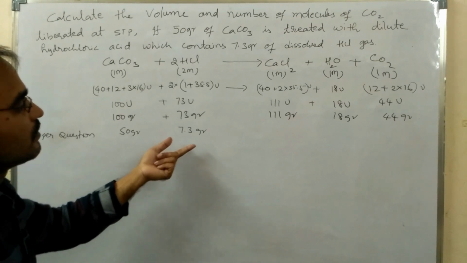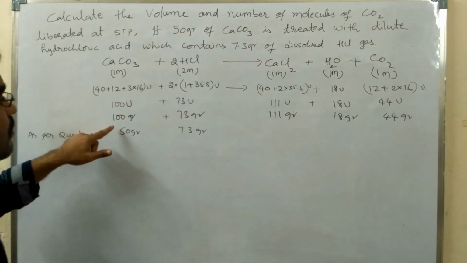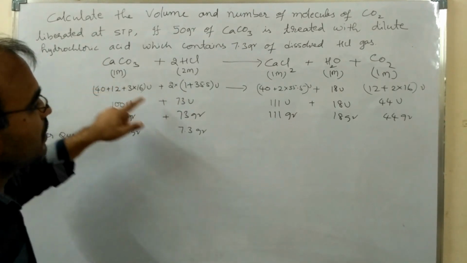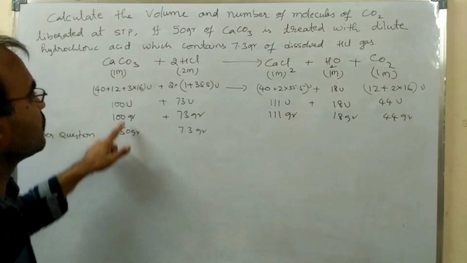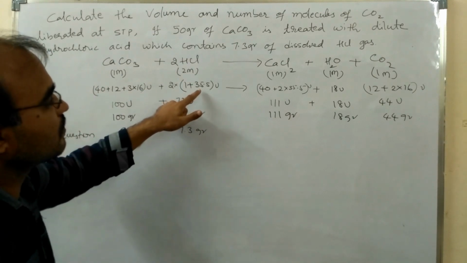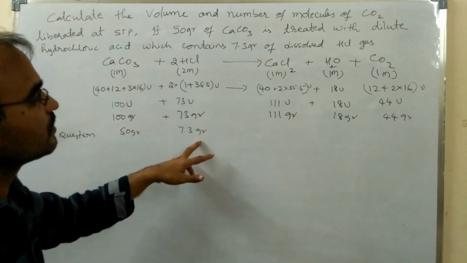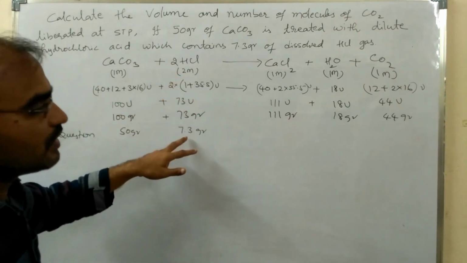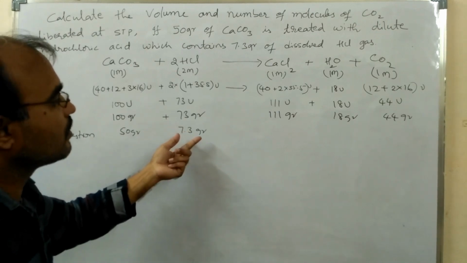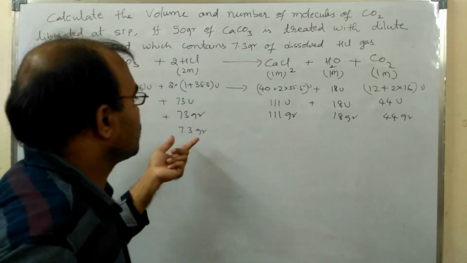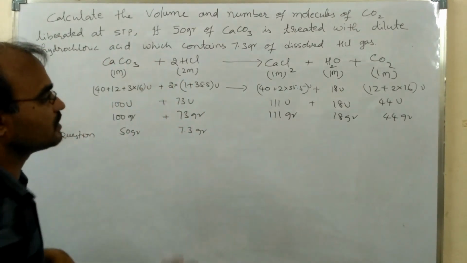So you have read here, I will say once again, for 100 grams of calcium carbonate, 73 grams of HCl is required. For 50 grams of calcium carbonate, 36.5 grams of HCl is required, but 7.3 grams of HCl is taken, so HCl is available in less quantity than required. So that is why HCl limits the formation of the products. The amount of products formed will depend upon HCl. So HCl is called the limiting reagent.